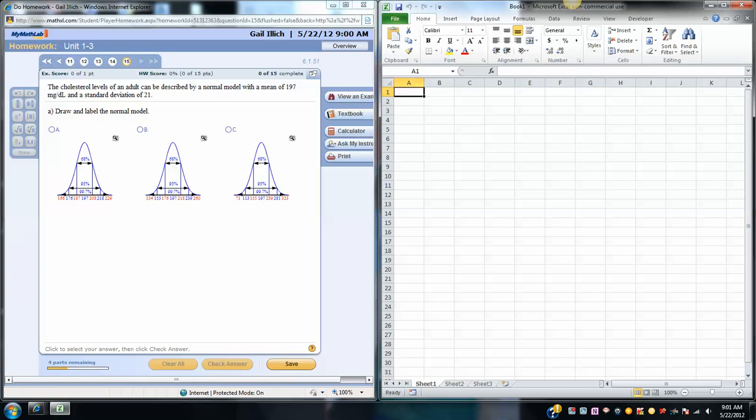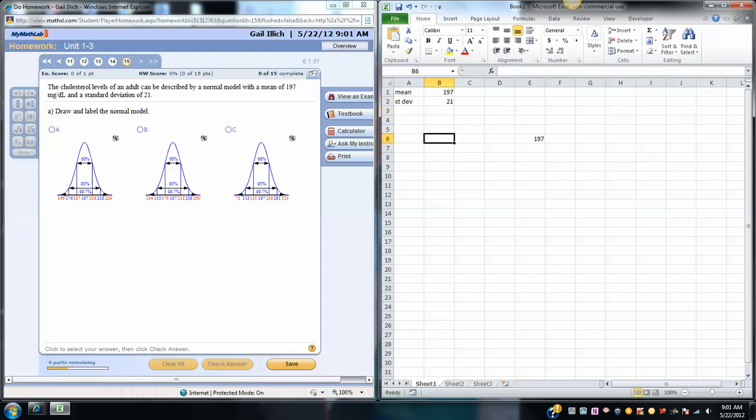And so when we think about the normal model, if we have a mean of 197, we'll put that in the center. What I'll do up here in Excel is say what I have. I have a mean and a standard deviation. The mean I'll put in cell B1, which is 197, and the standard deviation I'll put in cell B2, which is 21.